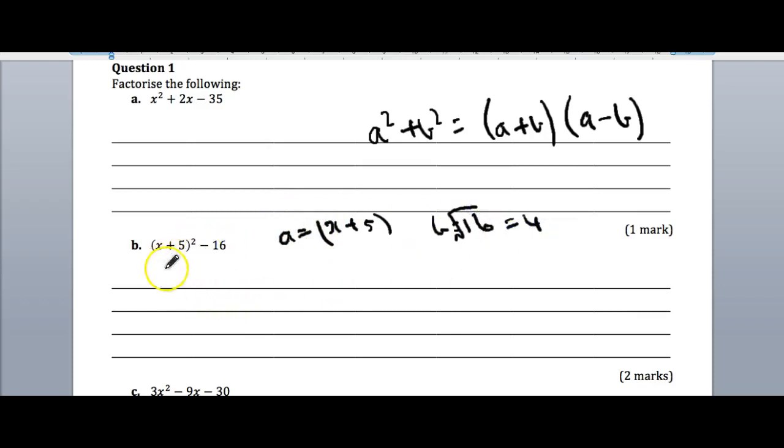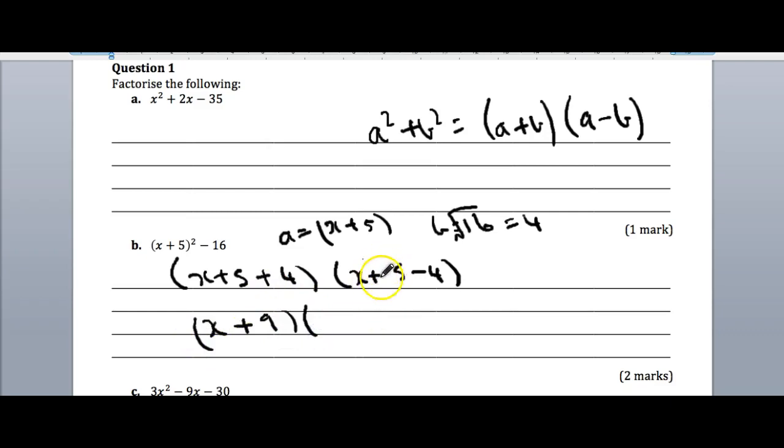So when I write this, I'm going to have a, which is x plus 5, and you can put in brackets if you want, but you don't really need to. I'd only put it in brackets if you had a negative there. So all I've done is substituted into this difference of perfect squares formula. So the x plus 5 goes here, and the 4 here and here. Now let's just simplify. So x + 5 + 4 is x + 9.